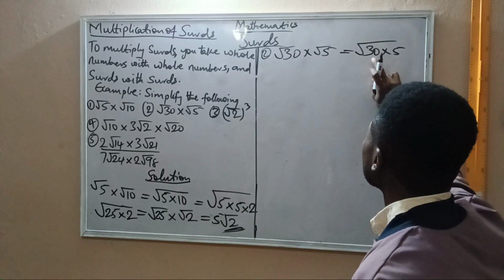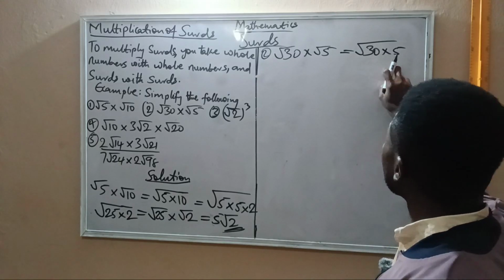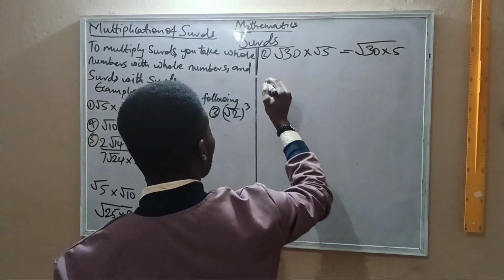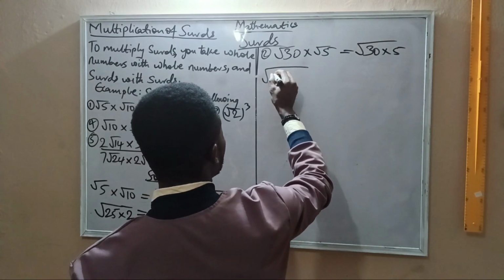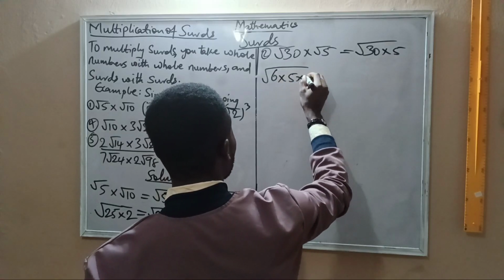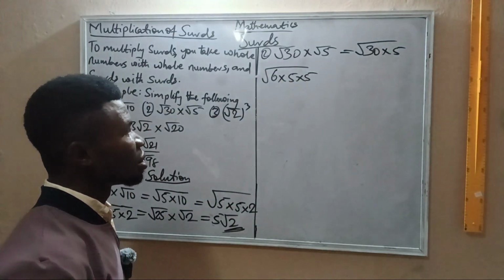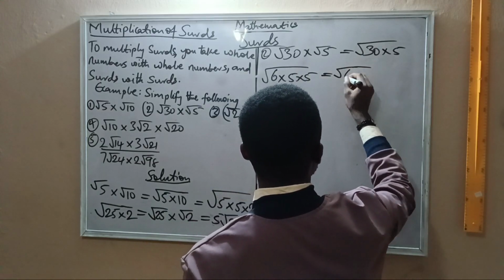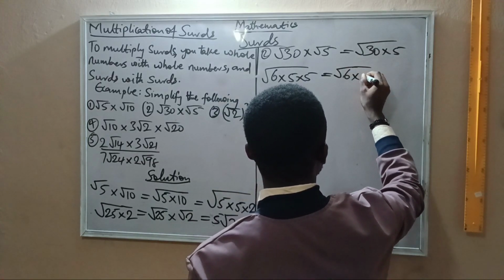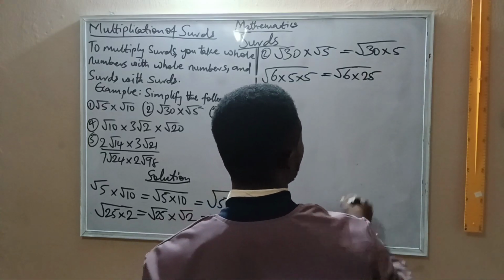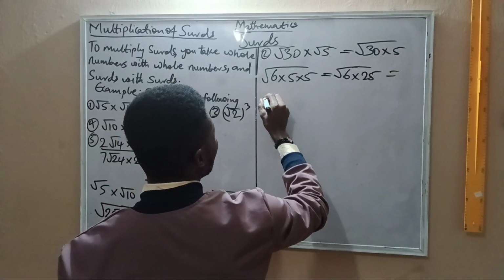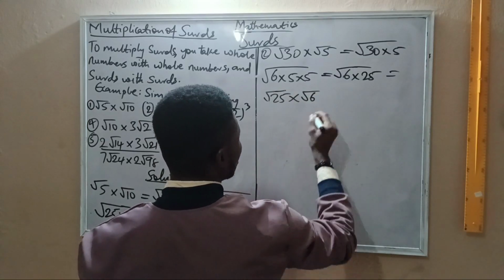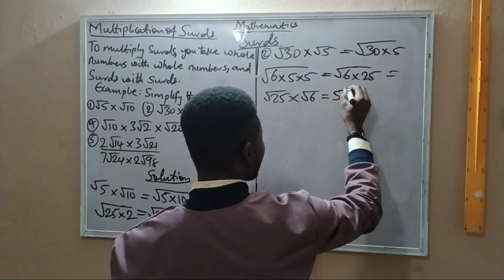from dividing 30 by 5, is it a perfect square? And of course it is. If 5 divides 30, we get 6. So this can further be written as surd 6 times 5 times 5, right? Yes. And this is equal to surd 6 times 25. And this is the same thing as surd 25 multiplied by surd 6. And this is equal to 5 surd 6.